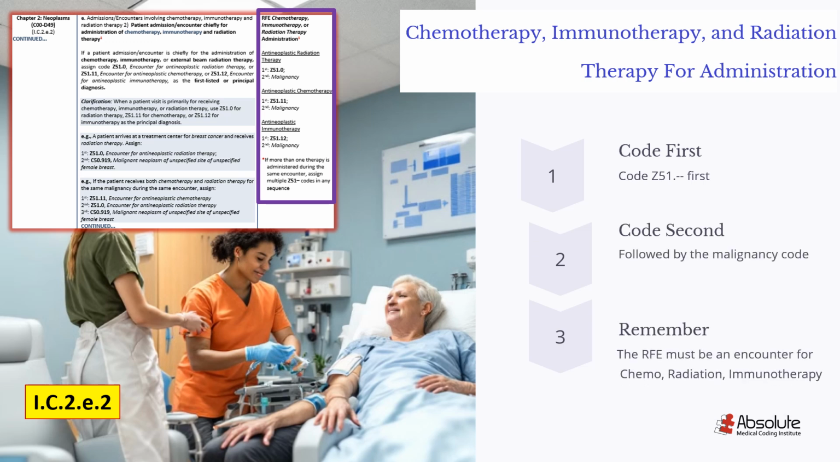And remember, pay attention to the reason for the encounter. You're going to see documentation with several things going on, but make sure that you hone in and focus on that reason for the encounter. And if that patient came in for a chemo, radiation, or immunotherapy, often that's your first listed code. And this guidance says if more than one therapy is administered during that encounter, like right here, let me get my pointer, you can use multiple encounter codes. So chemo has its own encounter, immuno and radiation also have their own encounter codes.